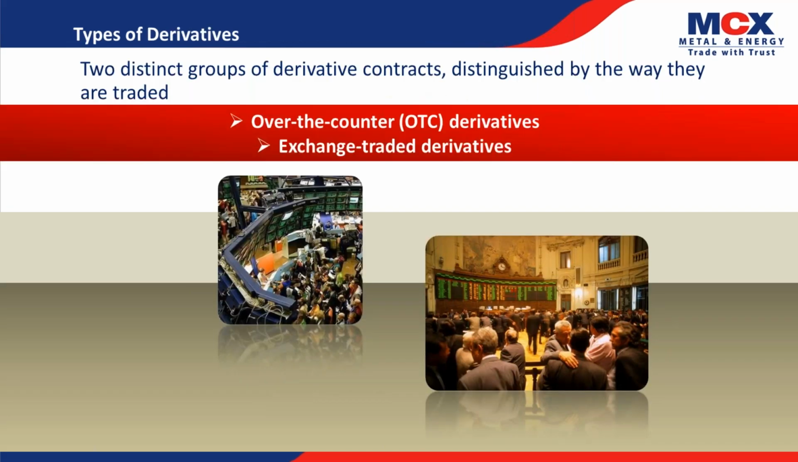First of all, let's look at the type of derivatives. There are two distinct types or groups of derivative contracts, distinguished by the way they are traded. So we have the over-the-counter derivatives and we have the exchange-traded derivatives. Over-the-counter derivatives are negotiated contracts, whereas exchange-traded derivatives are standardized contracts which are available for trading purposes on an exchange platform. So what are exchange-traded derivatives?